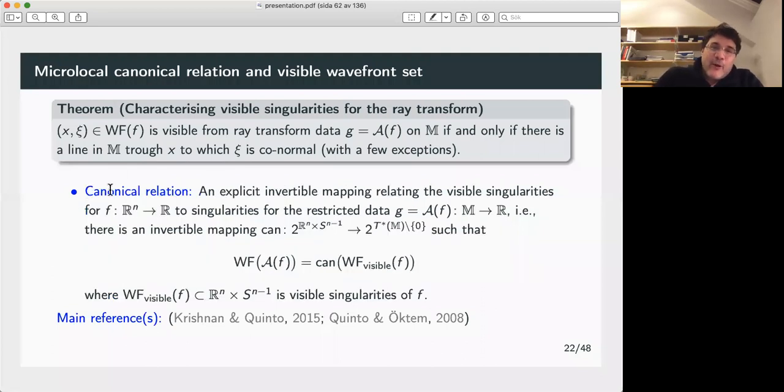And then there is the notion of canonical relation, which, of course, is a well-known thing in microlocal theory. It's an explicit mapping that can relate the visible singularities when you restrict the ray transform to this measurement manifold, M, and you can look at the wavefront set there. You can go in between them if you can work out this canonical relation, and this, of course, depends on which operator you have. So we'll come back to these things rather soon.